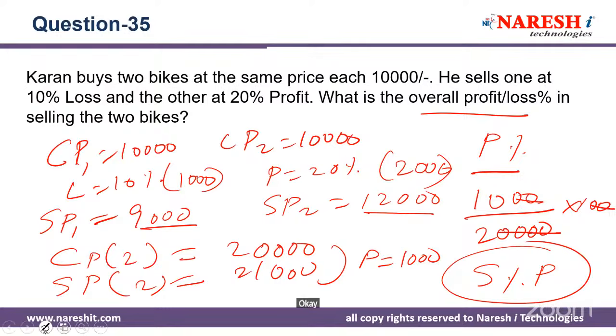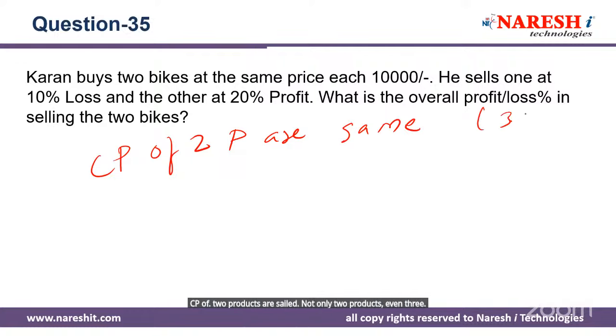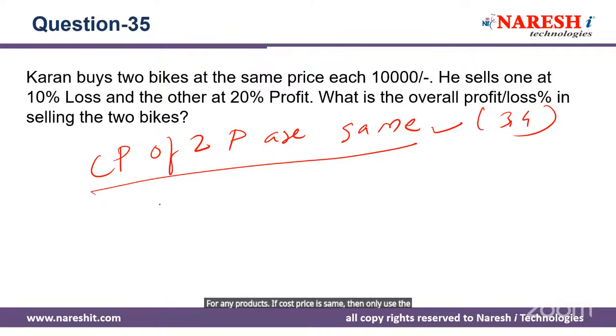Okay, now listen to the shortcut. Use this shortcut whenever the CP of two products is the same. Not only two products, even 3, 4, any number of products. If the cost price is the same, then only use the shortcut.